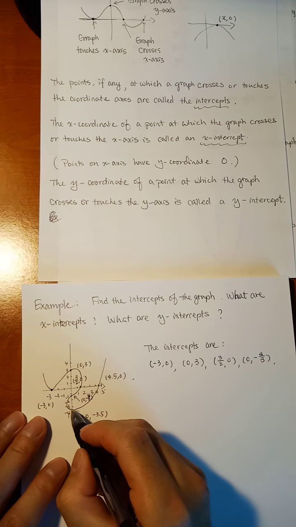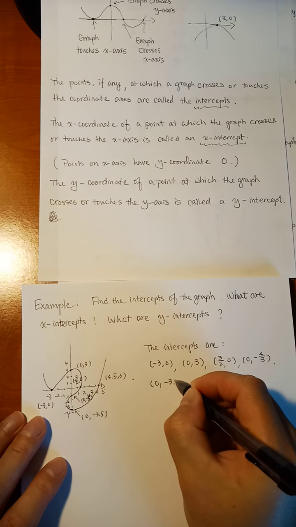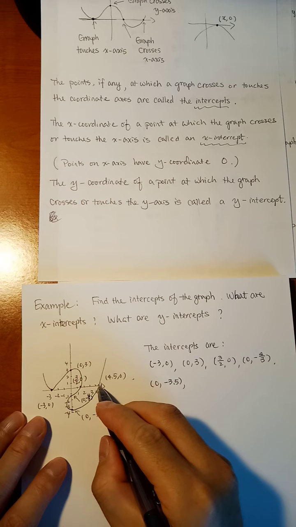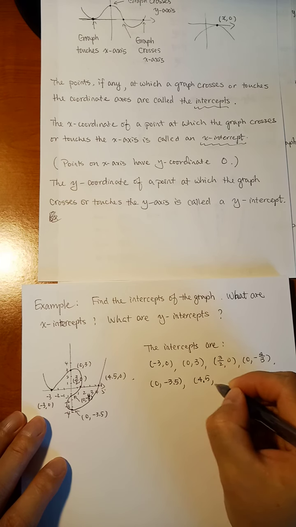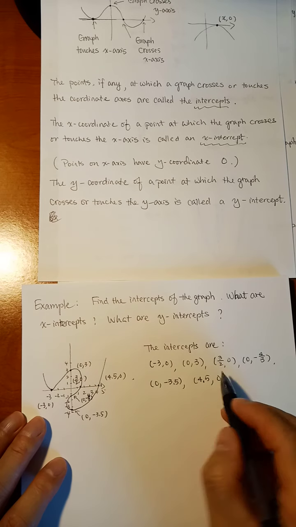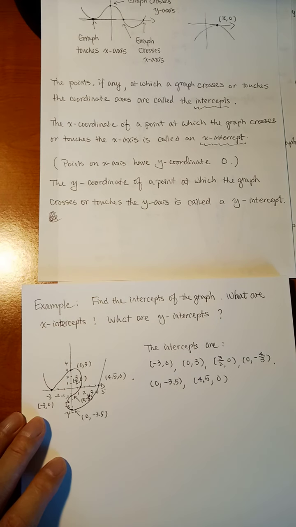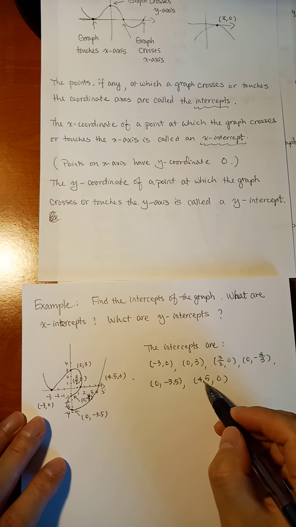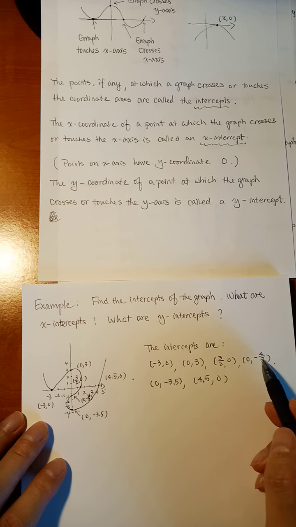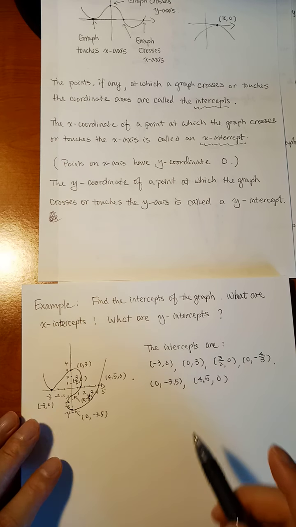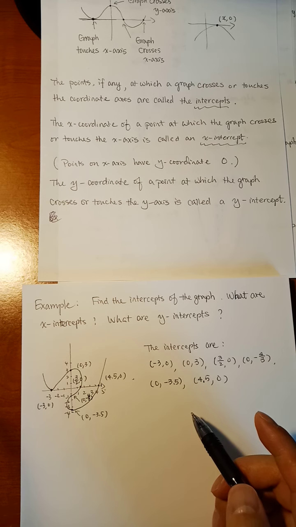And then you continue to move to this point. It's 0, negative 3.5. And this point is 4.5, comma 0. So this is a comma. It separates the x and y coordinates. This is a decimal point, which is different. Okay, so we have 1, 2, 3, 4, 5, 6. We have 6 intercepts. We have 6 points.